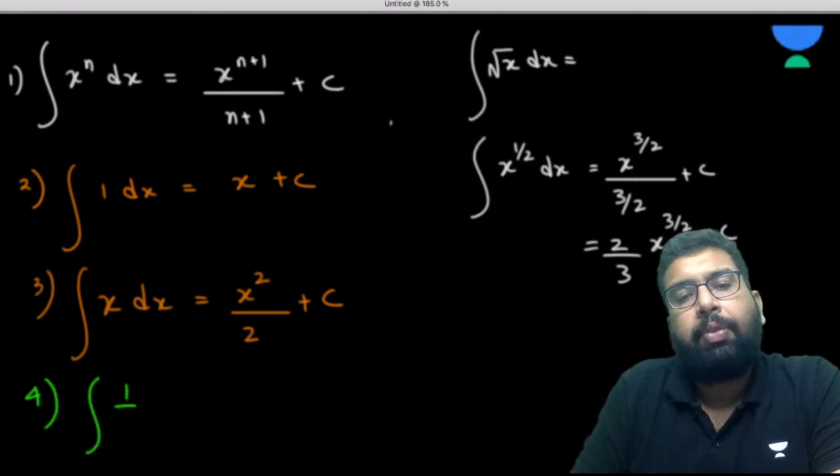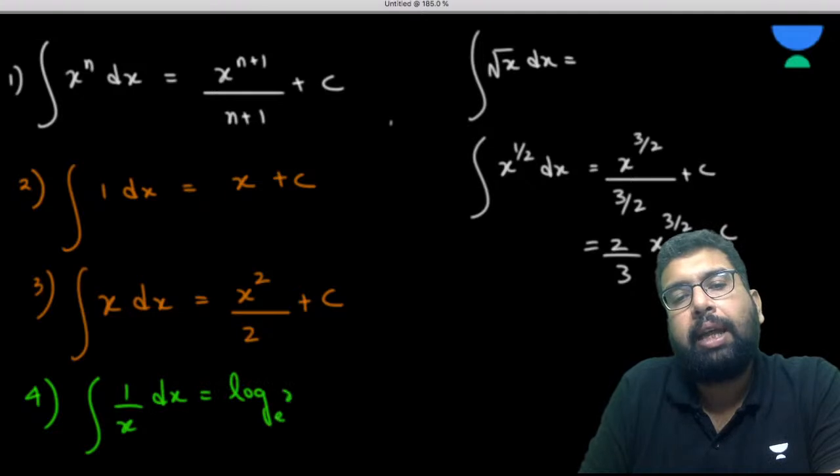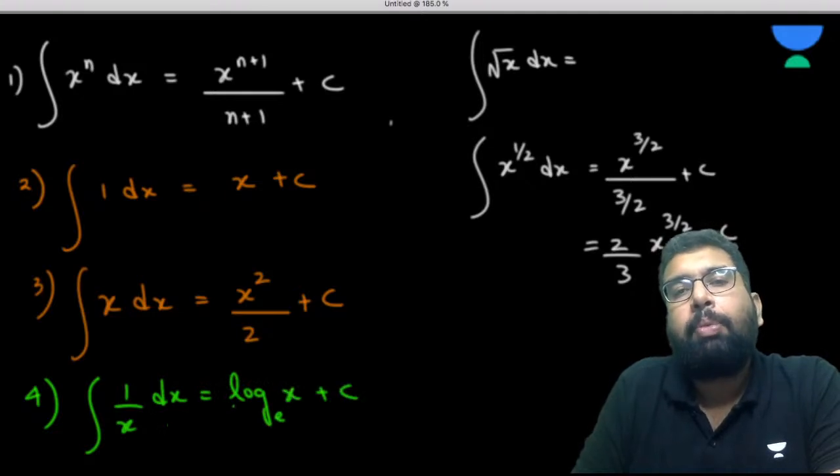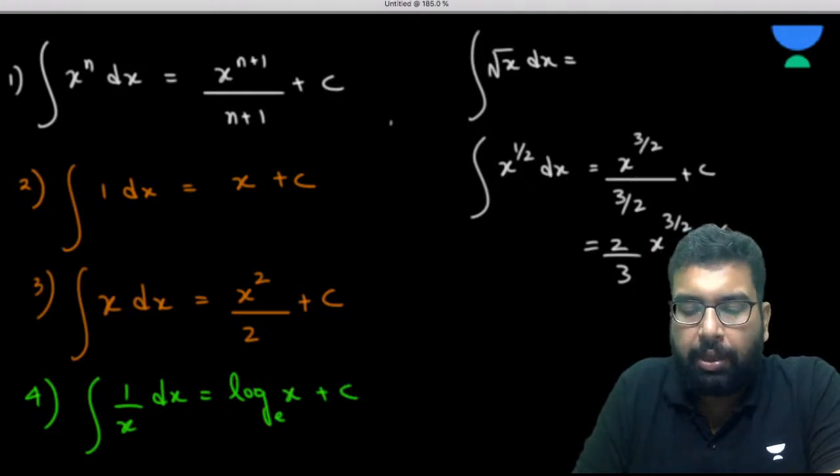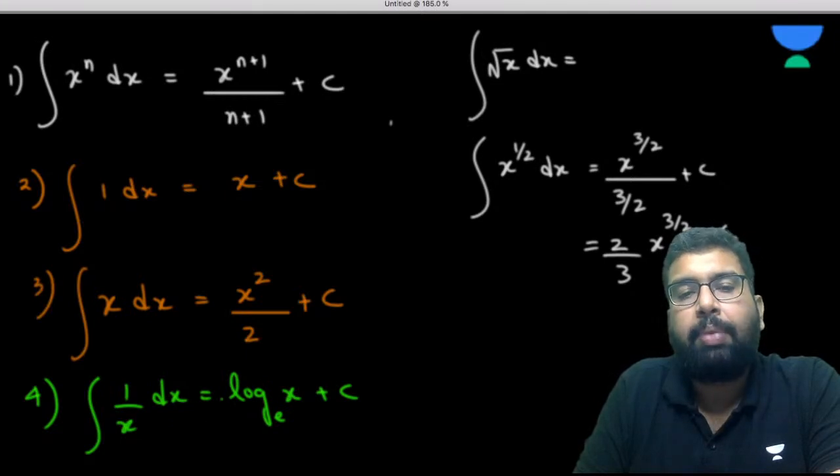Now let's move to some more formulas. I'll keep it very quick. So integration of 1 by x dx is equal to log base e x plus c. Sir, how come? Remember when you differentiate log x, what was the formula? Sir, it is 1 by x. So if you integrate 1 by x, it will become log x plus c.